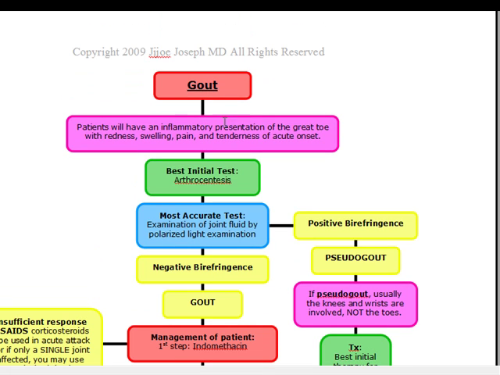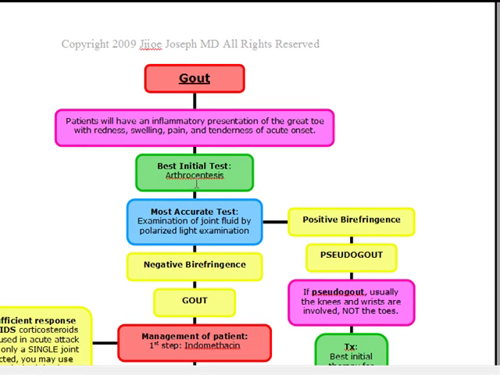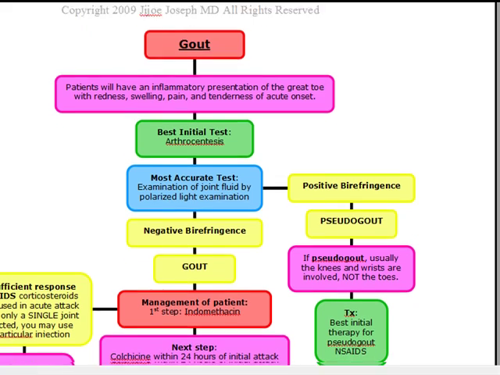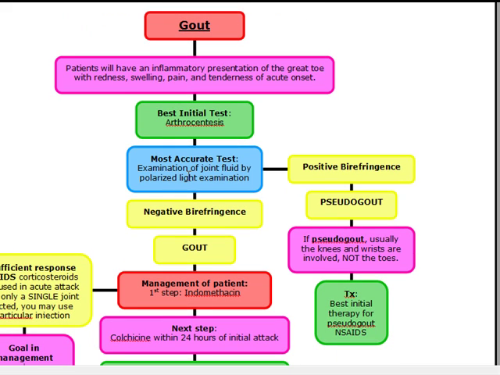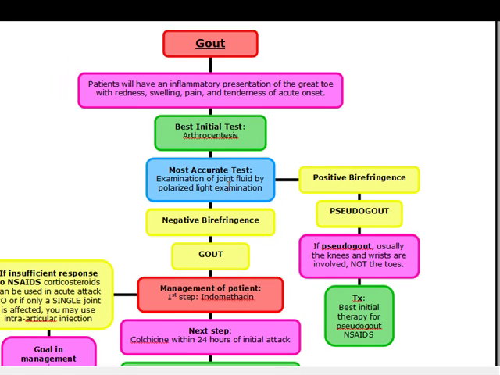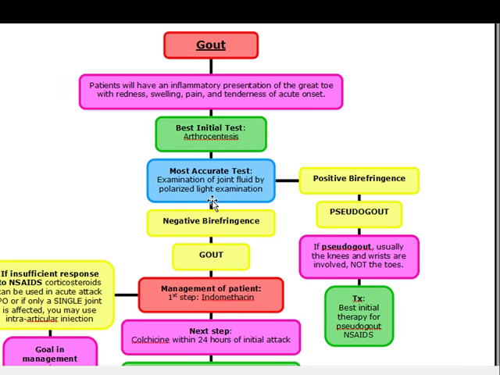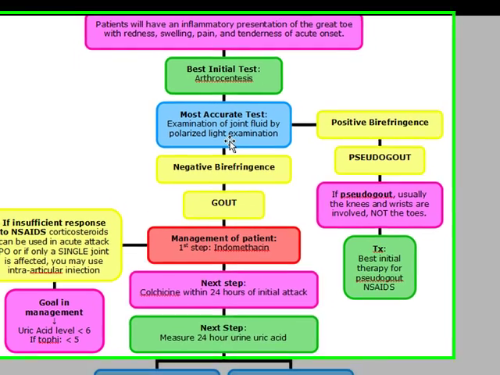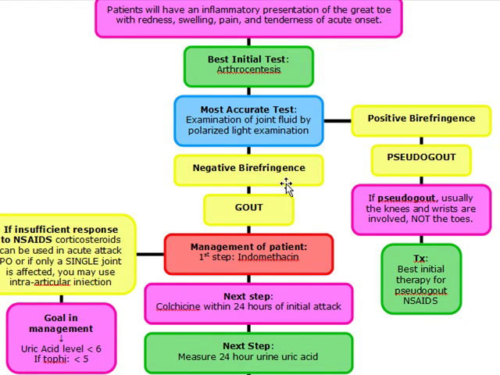If this patient has the inflammatory presentation above, our best initial test is actually going to be arthrocentesis. If they ask you the most accurate test, it's going to be examination of joint fluid by polarized light examination. So our best initial is arthrocentesis. The fluid we get from the arthrocentesis, we're going to put under polarized light examination, and that's going to be our most accurate test. If on polarized light examination we get negative birefringence, we've made our diagnosis of gout.